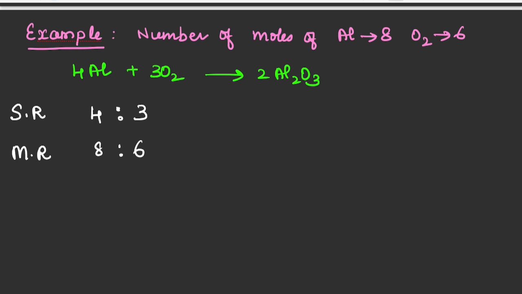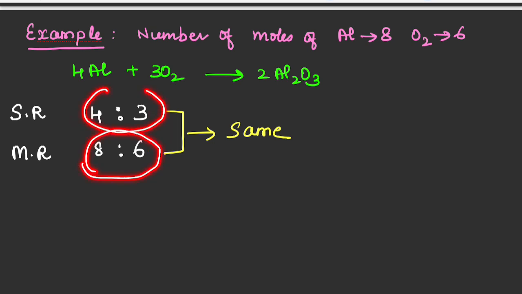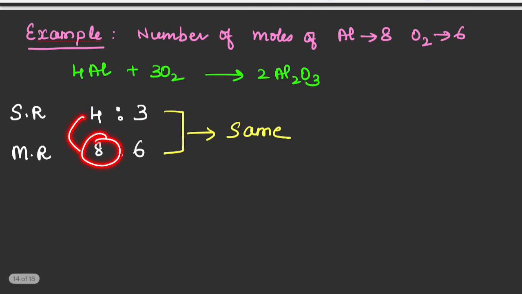So whether it is same or different, here it is same. SR and MR are same. Why? Because if I multiply this with 2, what will you get? 4 2s are 8, 3 2s are 6. So I am getting the mole ratio. Multiply 4:3 with a common number, 2, and I'll get 8:6. Therefore, SR and MR ratio are same.